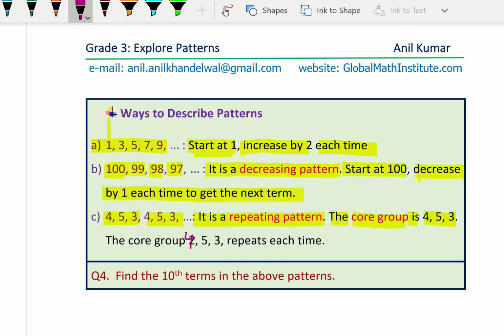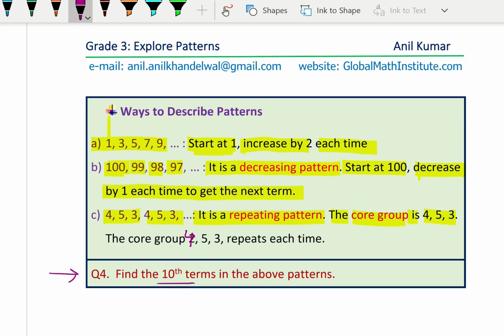In this exercise, you will see that we have introduced some questions in between for you to pause the video at this stage and write in your own words how you will answer the same question. So the question here is now for you. Question number 4, find the 10th term in the above pattern. So you can extend these patterns and find what term comes in the 10th position. That is what it means. Find the 10th term in the given pattern.